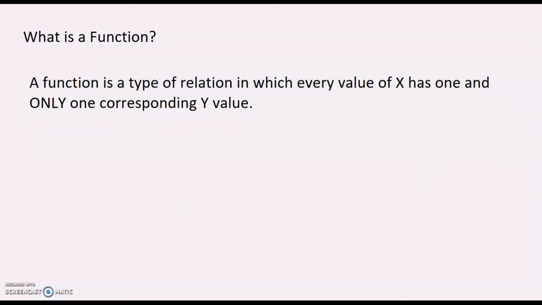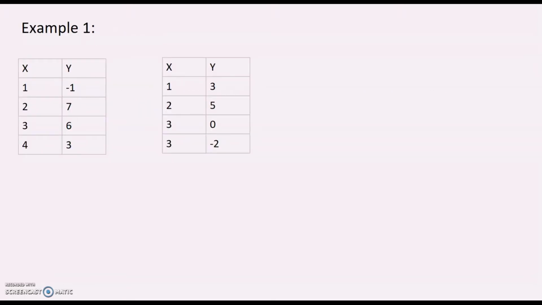A function is a type of relation in which every value of x has one and only one corresponding value of y. Now that we know what a function is, let's look at these two example tables and see if these relations represent functions. In the first table, every x value is different from the one below it. Therefore, we can determine that this relation is a function because each of these x values only appears once and therefore only has one corresponding y value.